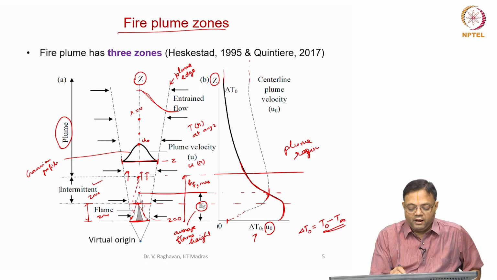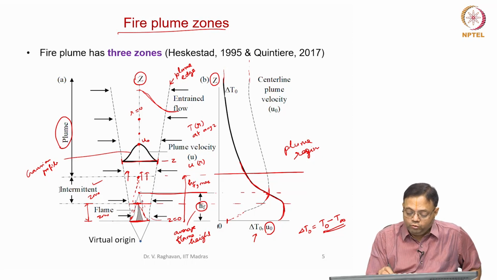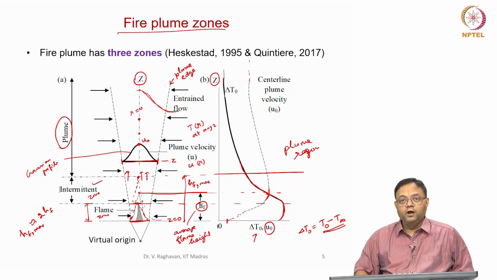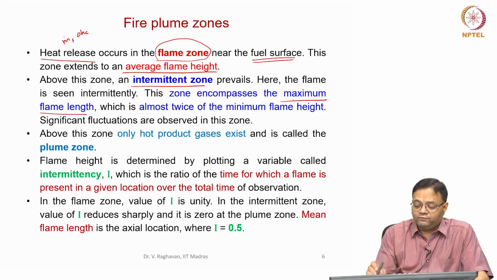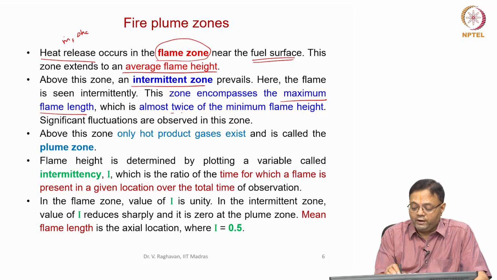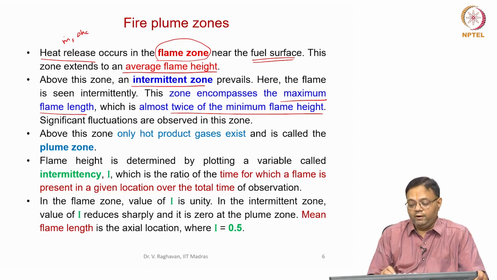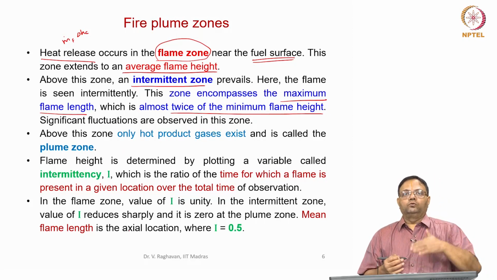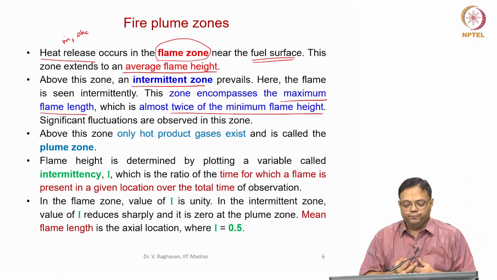So, the maximum flame height can be approximately 2 times the average flame height HF, and we correlate the average flame heights only. Okay, so this maximum flame height can be twice the minimum flame height, or in some cases it may be twice the average flame height also, but people have seen that it is twice the minimum flame height. So, that means over the flame zone the oscillations are significant.